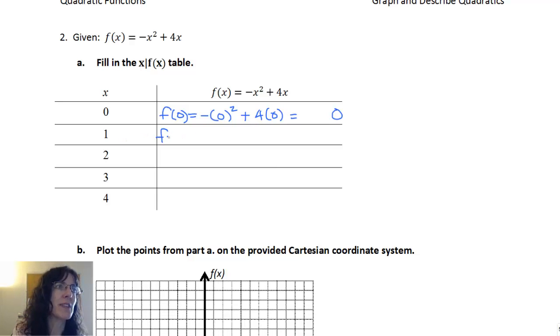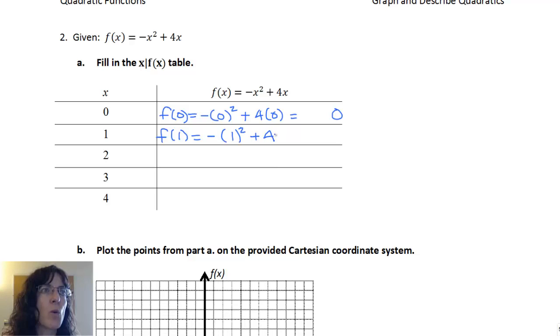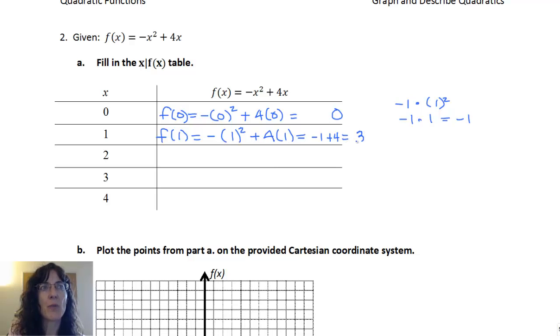Let's try 1. Hopefully it's a little more interesting. So plug 1 in, and I have negative 1 squared plus 4 times 1. Now, negative 1 squared means negative 1 times 1 squared. So I square the 1 first, and then I apply the negative. So it's negative 1 times 1, or negative 1. See, that one changes your sign because the negative's outside the parentheses. So I have negative 1 plus 4, because 4 times 1 here, and then that gives me a 3.